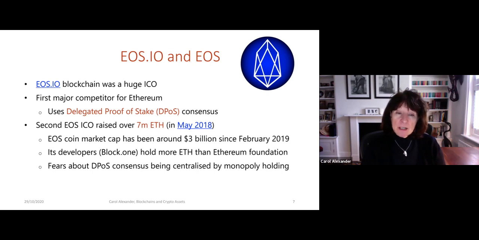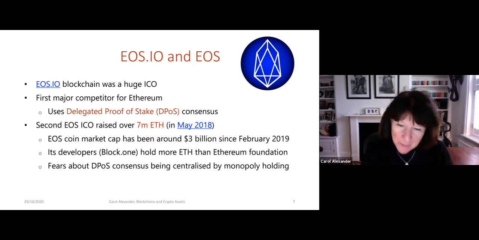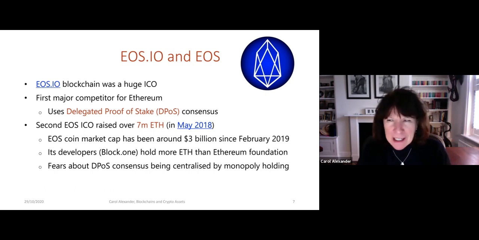And the EOS coin market cap has been around 3 billion since February last year. Its developers hold more Ether than the Ethereum Foundation. And they hold so much EOS that, with delegated proof of stake, you buy the right to make the blocks with the amount of stake you have. And so Block One makes the blocks. So there is a concern about it being rather a monopoly in terms of making blocks. And so this decentralization that blockchains are supposed to have is not necessarily working on EOS.